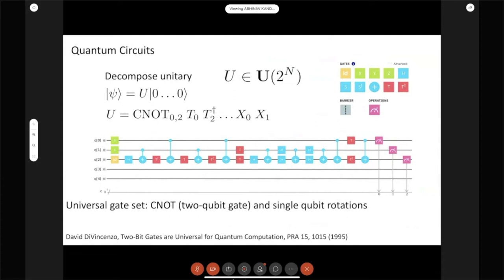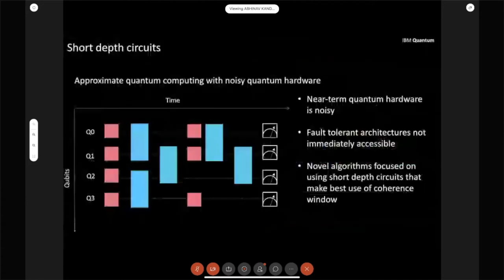So what's the catch now? This is really nice that you can do everything with just single qubit and 2 qubit operations. The catch is that in a real physical system, each of these operations. So in the blue, I'm symbolizing these 2 qubit operations, in the red are the single qubit rotations. The catch is that each of these takes a finite amount of time, and over the duration of the circuit, there's basically an accumulation of error.